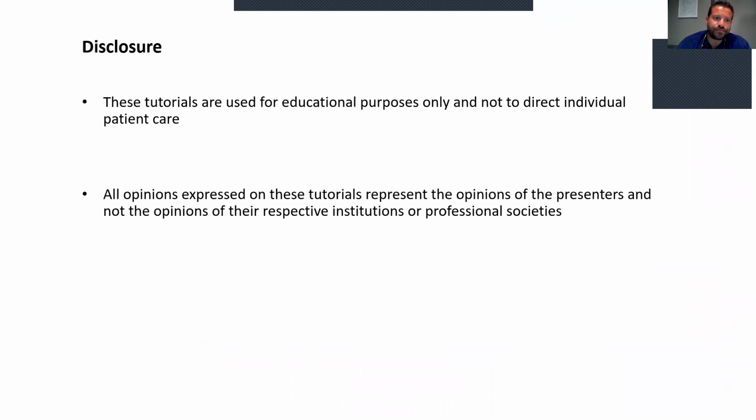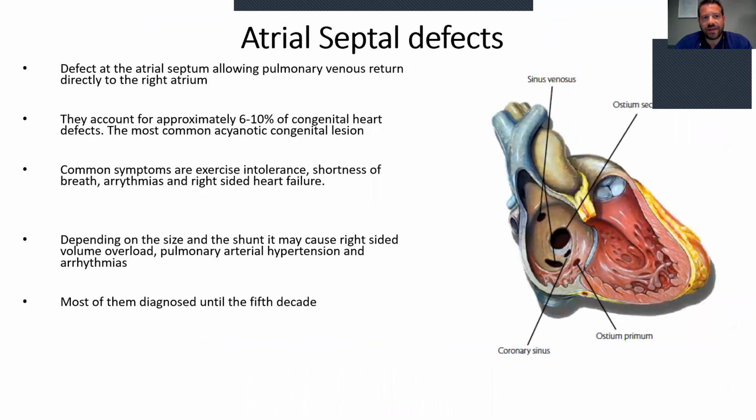These are my disclosures. So, atrial septal defects: it is a defect at the atrial septum allowing pulmonary venous return directly to the right atrium. They account for approximately 6 to 10% of congenital heart defects, and it is the most common cyanotic congenital lesion. The most common symptoms in patients with ASDs are exercise intolerance, shortness of breath, arrhythmias, and right-sided heart failure. Depending on the size and the shunt, it may cause right-sided volume overload, pulmonary arterial hypertension, and arrhythmias.